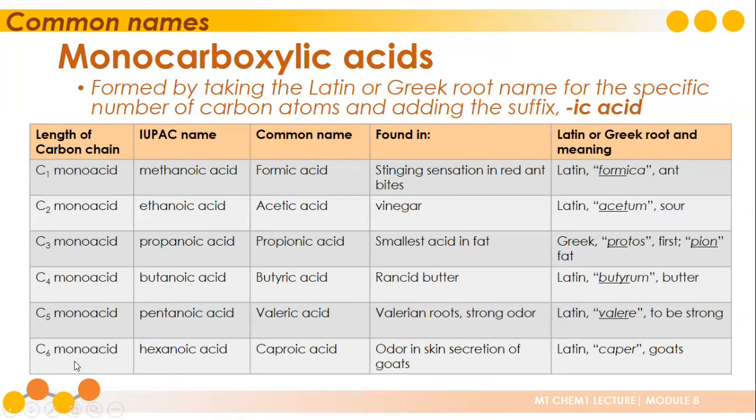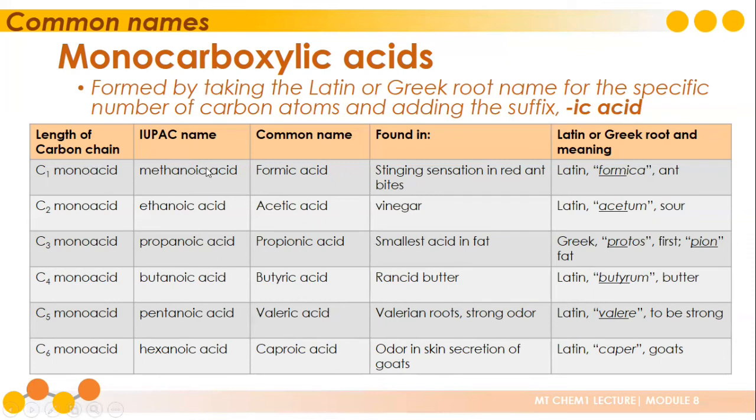And then the last is the C6 monoacid, with the IUPAC name hexanoic acid and common name caproic acid. Caproic acid is responsible for the odor and skin secretion of goats. So this is responsible for the odor of goats. Caproic acid is from the Latin word caper, which means goat. Okay?